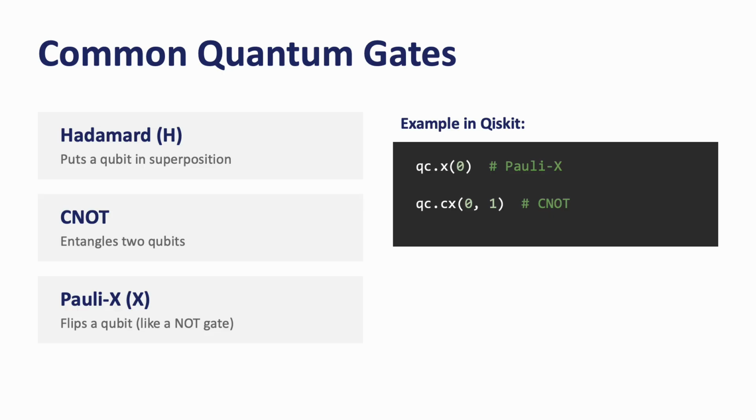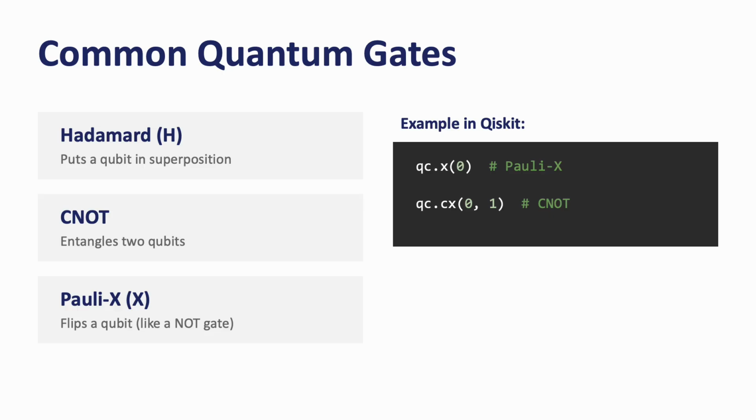The controlled NOT gate, or CNOT gate, is another fundamental gate that is absolutely crucial. It involves two qubits and creates entanglement between them. Entanglement is a quantum phenomenon where two qubits become correlated in a way that has no classical equivalent. When qubits are entangled, measuring one instantly affects the other regardless of their physical separation. The CNOT gate is the primary tool for creating entanglement in quantum circuits.